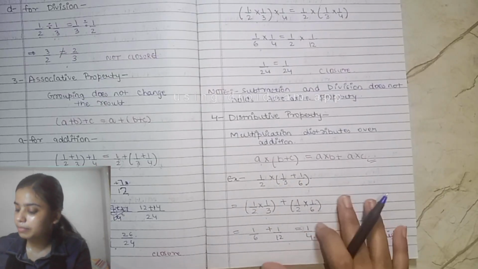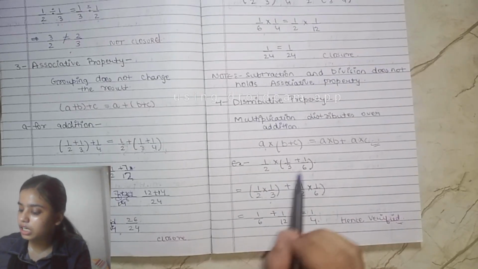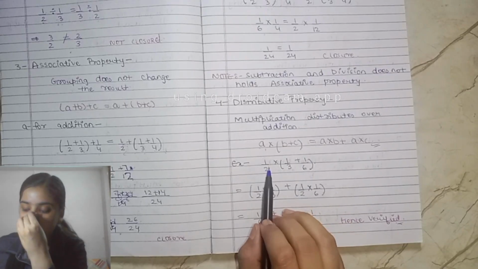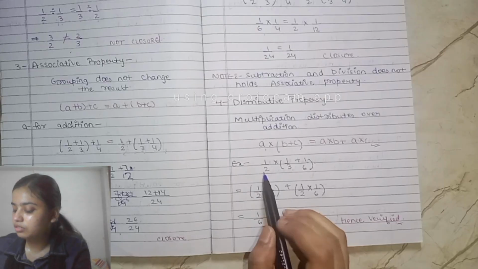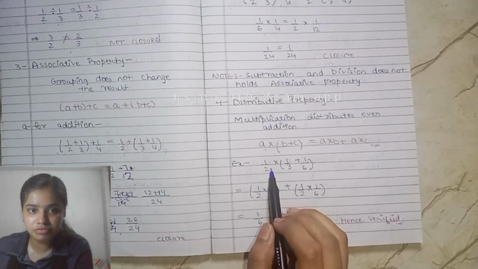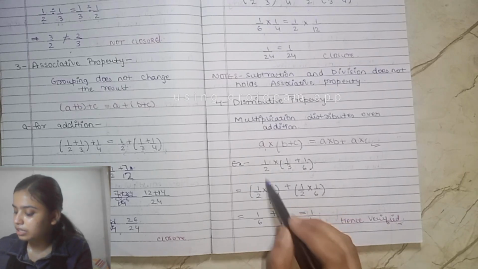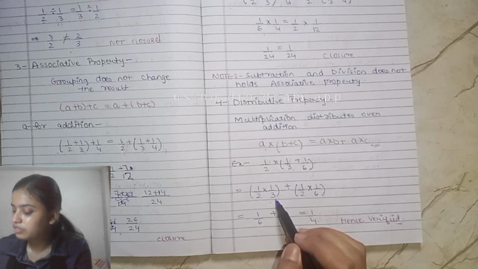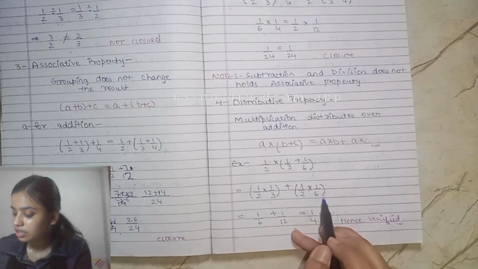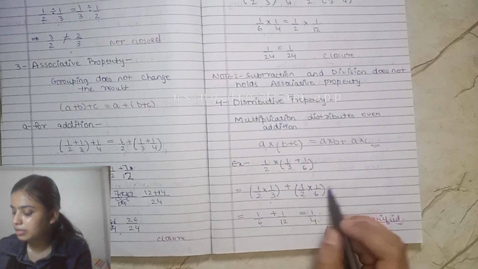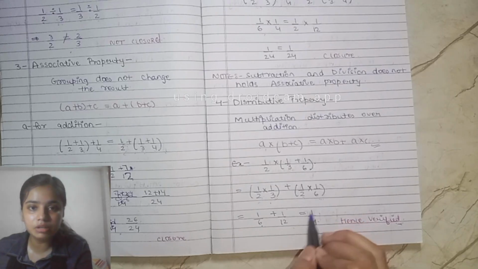Okay. Example I have taken here 1 by 2 into 1 by 3 plus 1 by 6. First, what does distributive property say? We are going to just multiply individually and then we are going to add these two. So 1 by 2 into 1 by 3 plus 1 by 2 into 1 by 6. From multiplying these two we are getting 1 by 6, and when we are multiplying these two we are getting 1 by 12.